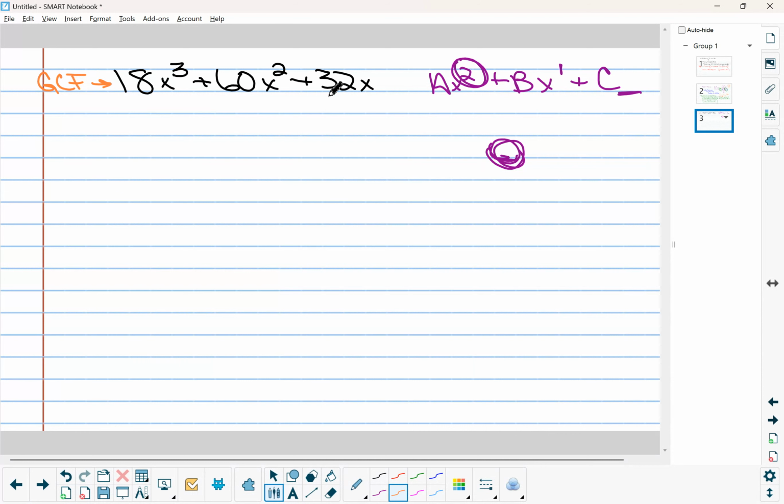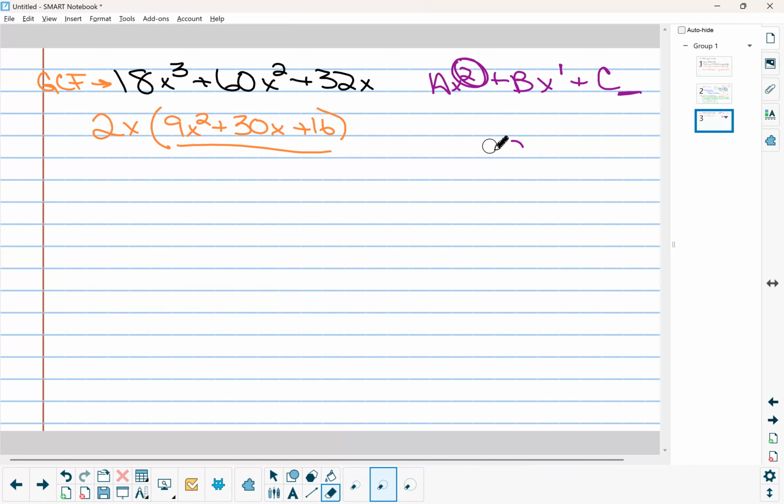So if I take a look at this, 18, 60, and 32, I can take a 2 out, and an x cubed, x squared, and x, I can take an x out. So I'm dividing those out of all of these. So now I get 9x squared plus 30x plus 16. And this now becomes the trinomial that I am going to throw into my x when I make my x. And I'm going to keep that 2x out in front as the GCF.